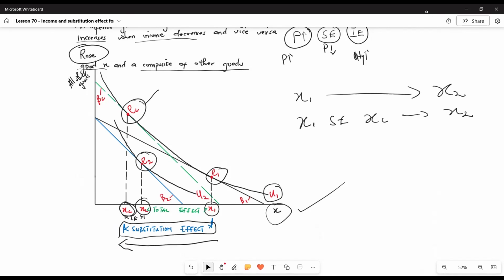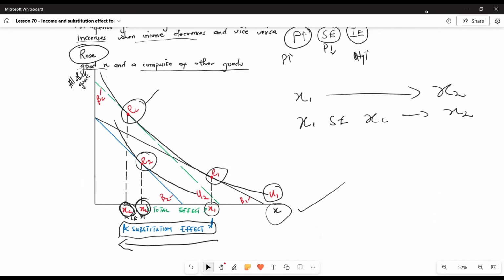Positive means that even though the price of good X increases, we see that the demand for good X increases from XC to X2. So the positive income effect implies that for Rose, good X is an inferior good. That is, an increase in the price decreases the real income, which in turn increases the demand of good X.